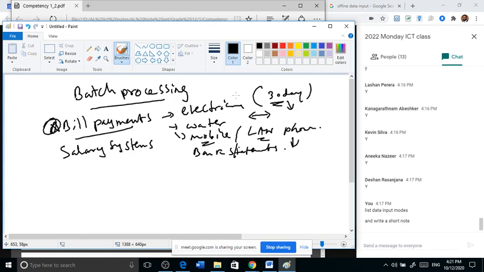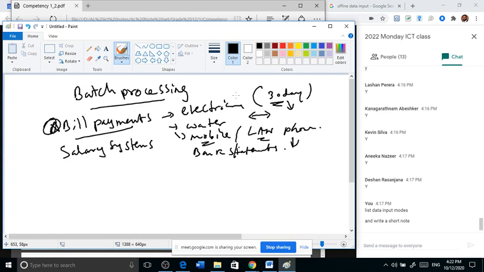So what will happen in our system? Batch processing means they are collecting the data over a certain period of time and processing them at once. So that is what we call batch processing. Then some data are there, that we call real time processing. Real time processing. So there are two types of processing.